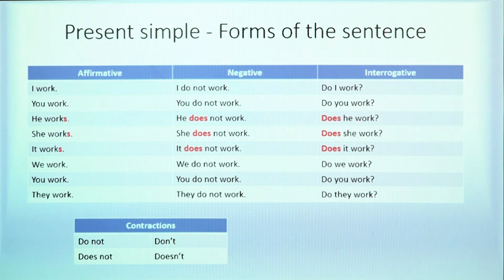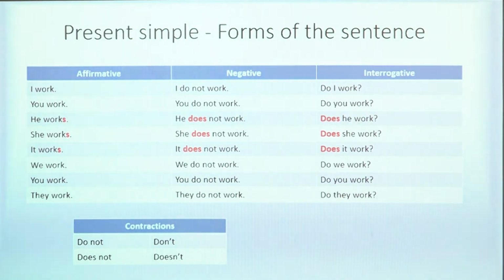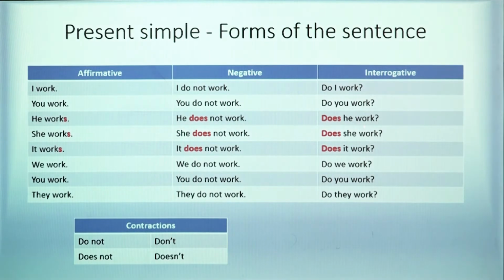And then the interrogative form, we just put the auxiliary verb first, and then the subject, then the main verb. Does he work? We see other examples. She works. She does not work. Does she work? They work. They do not work.